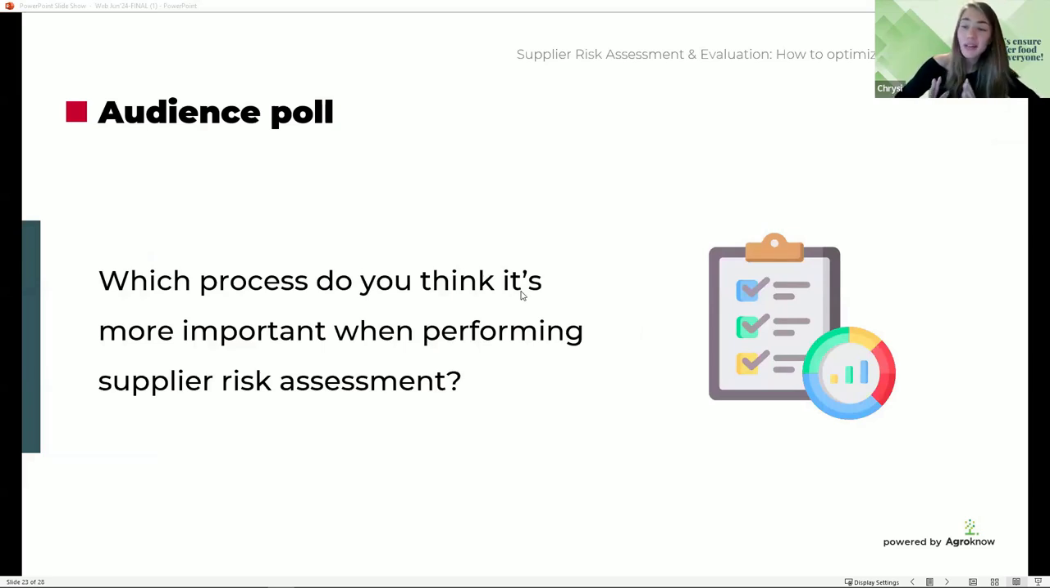So we have been running a poll throughout the session for you to answer, and you can start voting now. The question here is, which process do you think is most important when performing supplier risk assessment? I can see some of these answers now. You have a few more seconds to vote, just to inform everyone here.